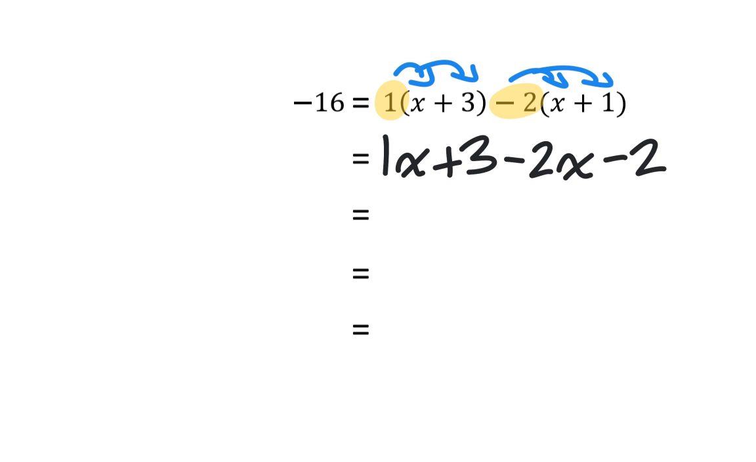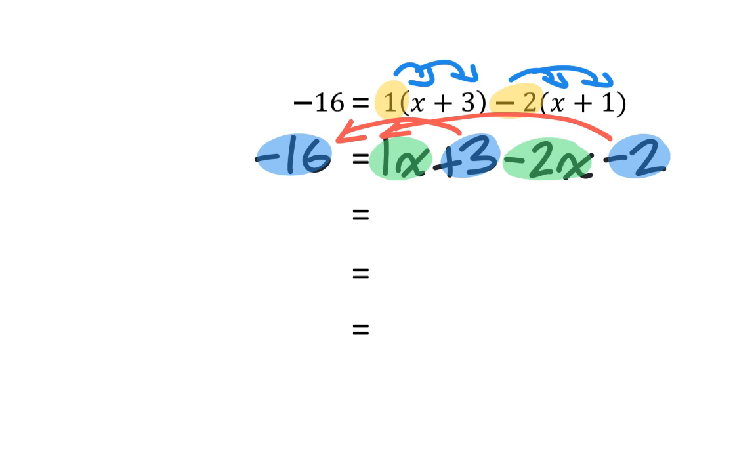And over on the left, the -16 is going to stay exactly the same since we haven't done anything with it. At this point, I want you to identify like terms. You'll notice that -16, +3, and -2 are like terms, while 1x and -2x are like terms. Remember, like terms like to be together. I'm going to move the +3 over and the -2 over so that they're together with the -16.